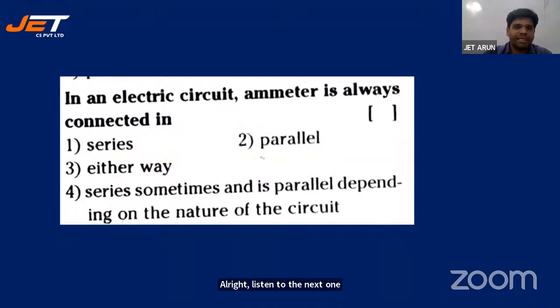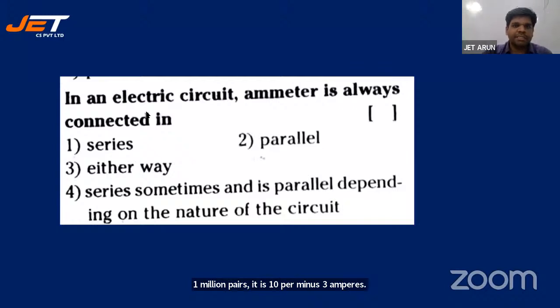See, the whole idea behind the practice session is: attempt, commit a mistake, learn from the mistake, be prepared for the exam. All right, like a warrior. That's the whole idea behind the practice session, students. 1 milliampere is 10 power minus 3 amperes. 1 milli is 10 power minus 3.